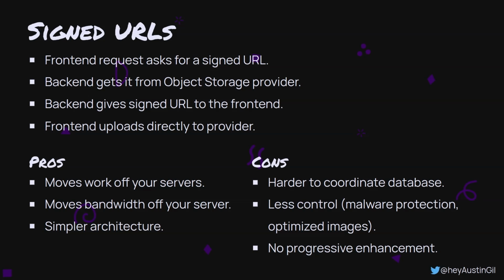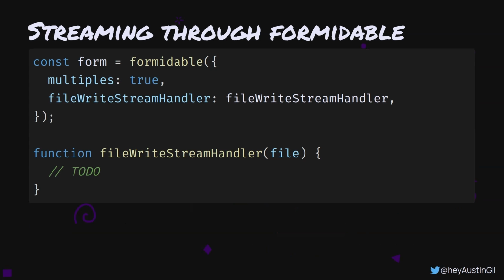Also, importantly, this approach doesn't support progressive enhancement because HTML only supports GET and POST requests, and uploading files to an S3 compatible object storage provider requires a PUT request. So the alternative is to use streaming through Formidable or streaming through your service. So let's say we have that same node server running, we're running Formidable, and instead of having it write to the file system, we want it to write to our S3 compatible object storage provider.